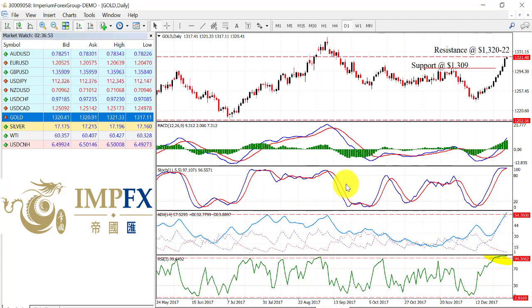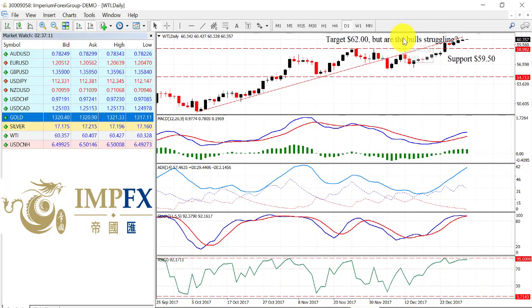For those that are trading gold, I do advise to start looking to take some profit due to the fact that we're extremely overbought and could see a rejection from the 1,320 region. Therefore, we could be looking back towards 1,309 in the coming session.